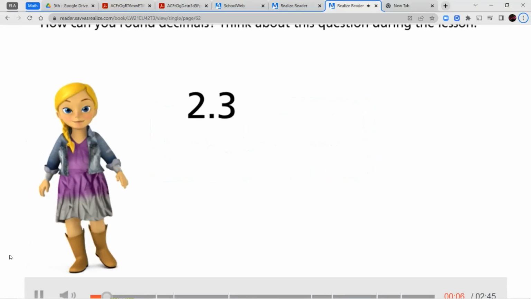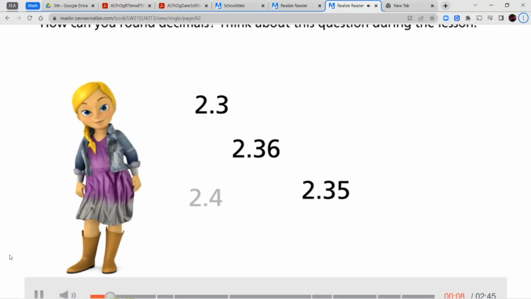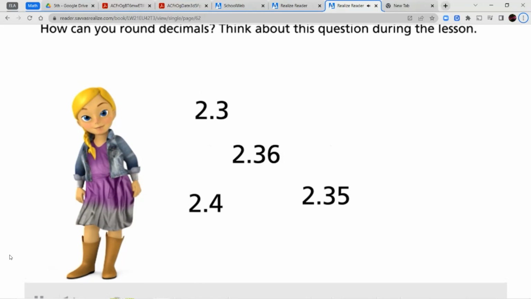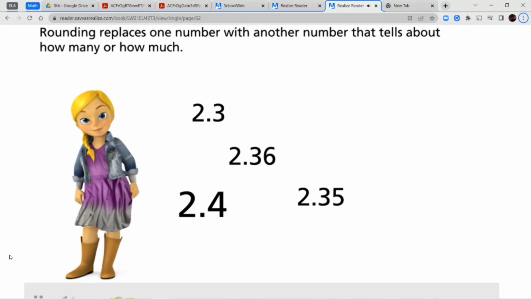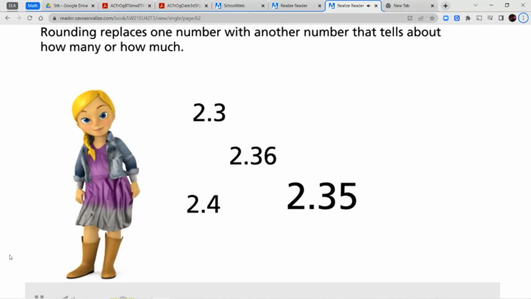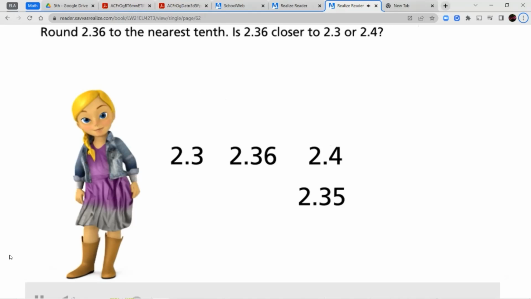How can you round decimals? Think about this question during the lesson. Rounding replaces one number with another number that tells about how many or how much. Round 2.36 to the nearest tenth. Is 2.36 closer to 2 3/10 or 2 4/10?